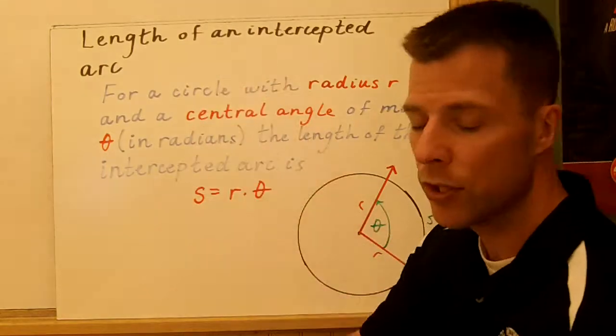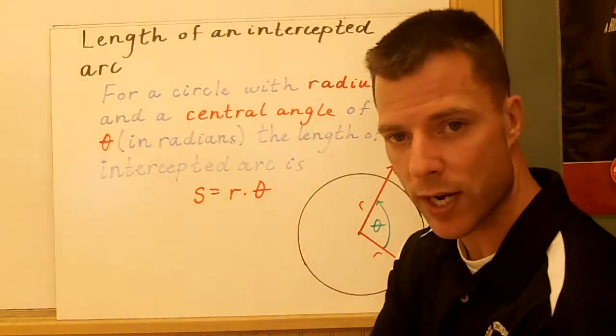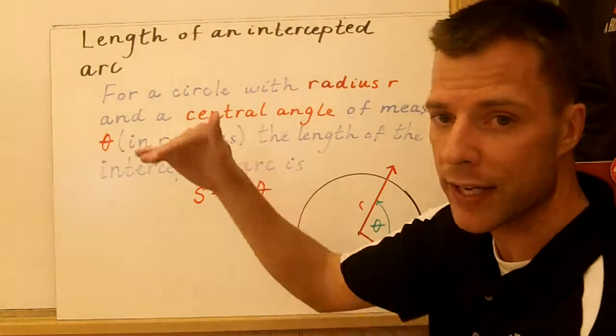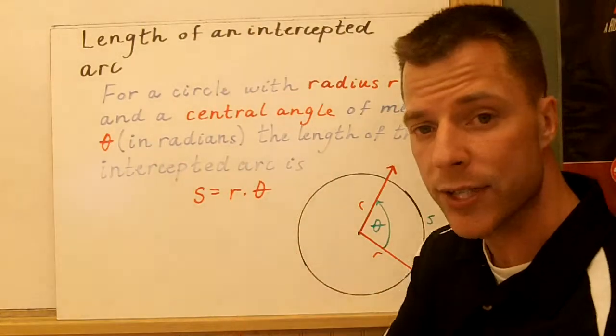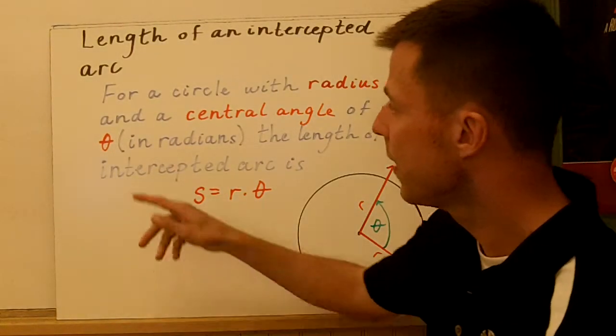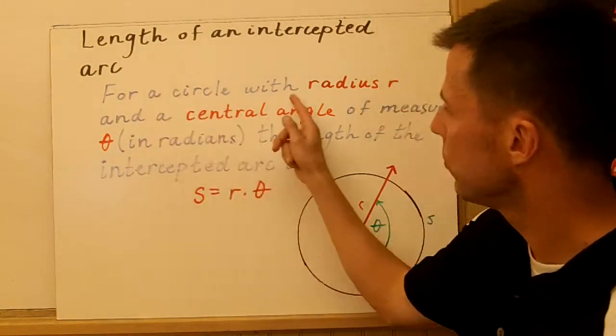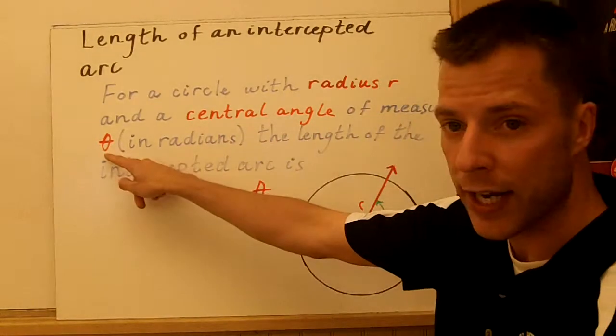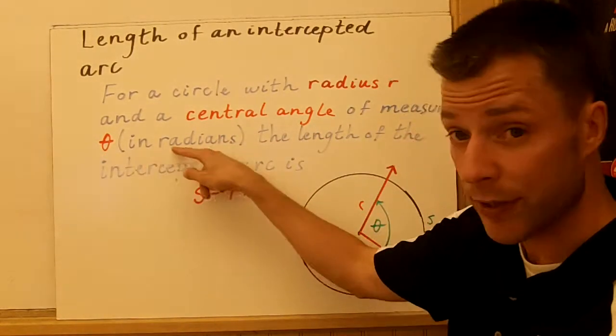So the next thing we're going to do is, so we found how to convert between radians and degrees, and now what we're going to do is look at the length of that intercepted arc. Remember that intercepted arc is between the central angle. Okay, so for a circle with the radius r and a central angle of measure theta, that's theta, and it has to be in radians.